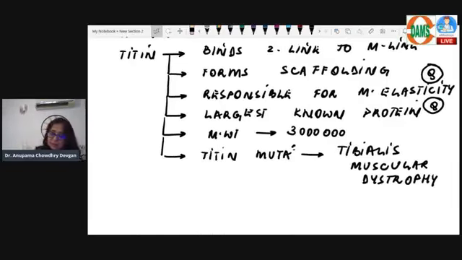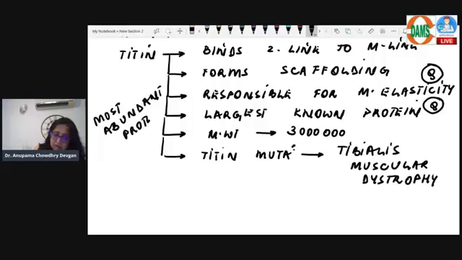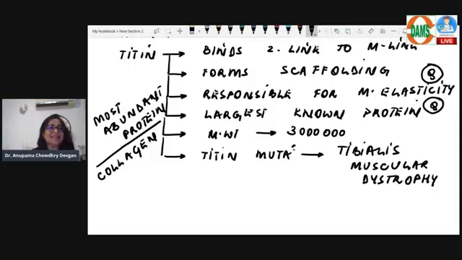Now, which is the most abundant protein? Most abundant protein is collagen. But the largest known protein is titin. In terms of molecular weight, largest is titin, but most abundant is collagen.